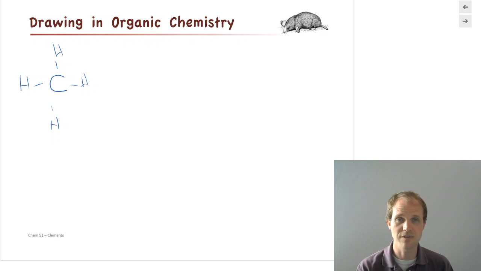How many bonds does carbon always make? 4 bonds. If carbon's going to bond to something, what does it do? 4 bonds. The only times you're going to see exceptions to that are things like carbon monoxide. That's about it, folks.